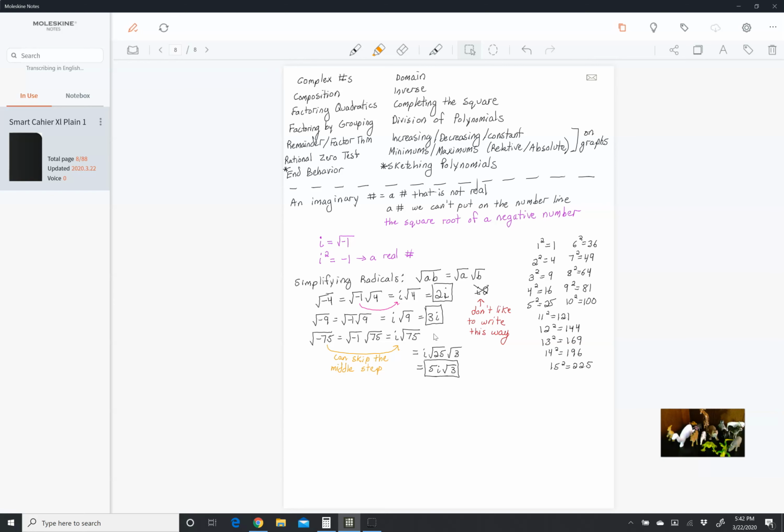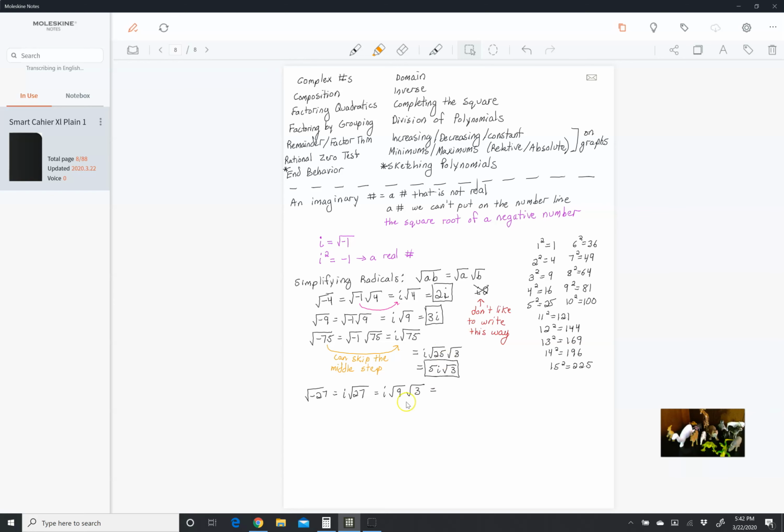Okay, we'll do one more like this. We'll do the square root of negative 27. So now we can skip that middle step. It becomes i times the square root of 27. The square root of 27 is the square root of 9 times the square root of 3.